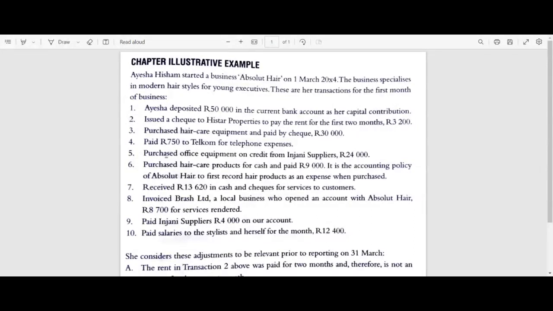Let's go to number 4. They say paid 750 rands to Telkom for telephone expenses. Now that one I think is pretty easy. Again, maybe we will start with the easiest one. We say that we are making a payment. She paid 750 rand, so clearly the bank account will be involved. So in this case, ladies and gentlemen, are we going to debit or credit the bank account?